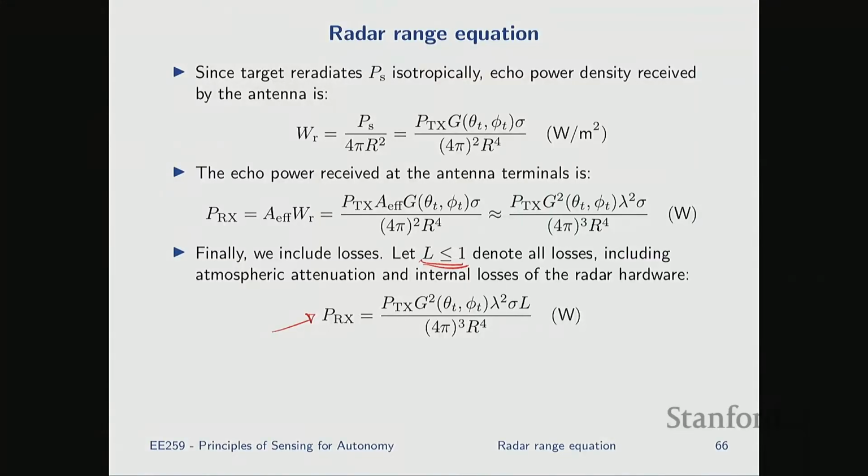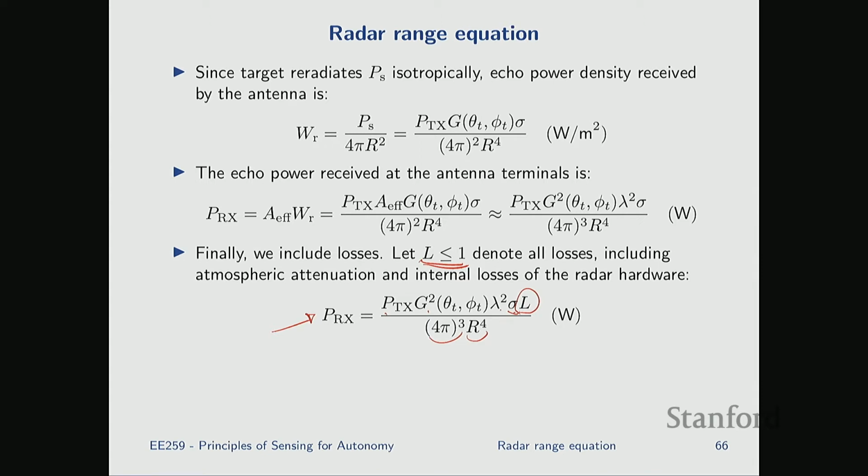So again, it's the transmitted power times the square of the gain times λ² times the cross-section of the target times losses divided by (4π)³r⁴. Okay, now say we're interested in, how far can we see with this radar?